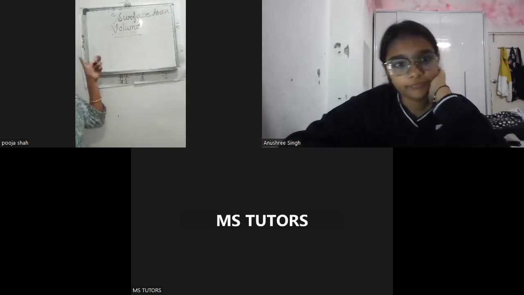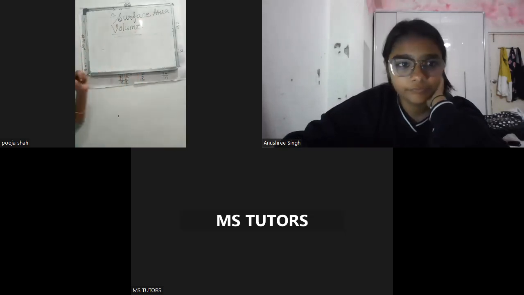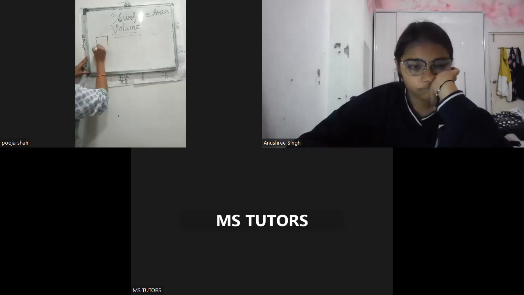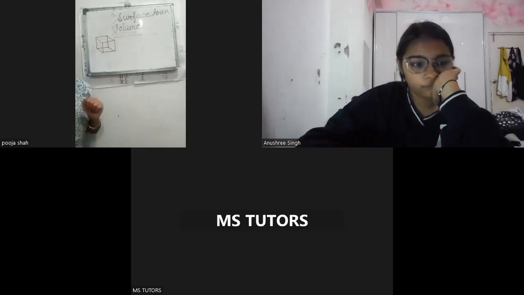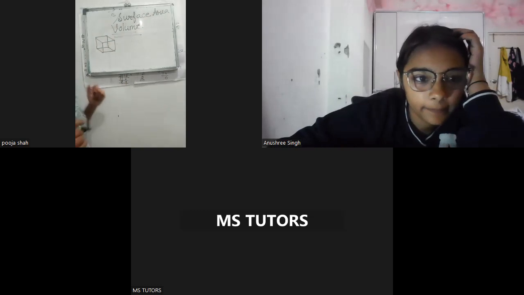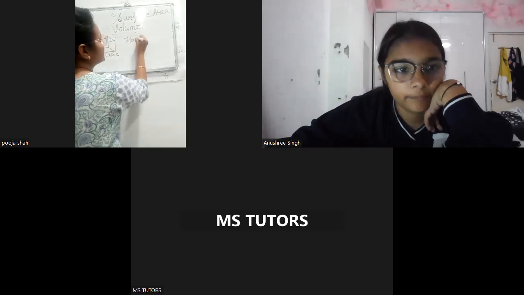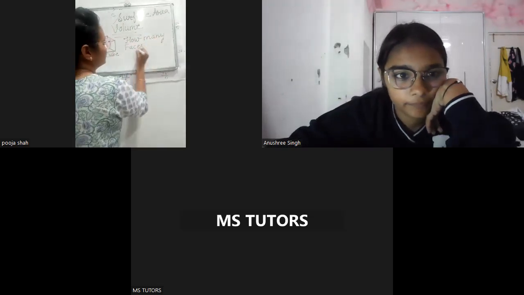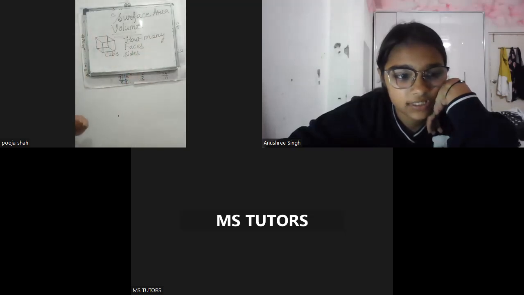Anushri, I am giving you some figures. Is it visible? What is written? Surface area and volume. Now I am giving some figure to you. You tell me what figure is this? It's a cube. Now, can you tell me how many faces and how many sides are there in a cube?